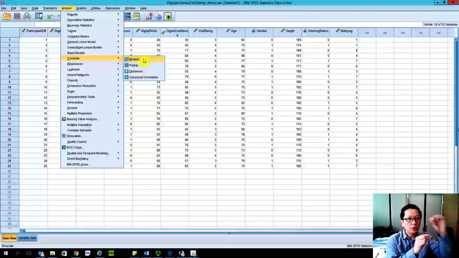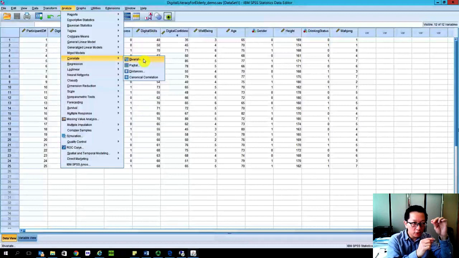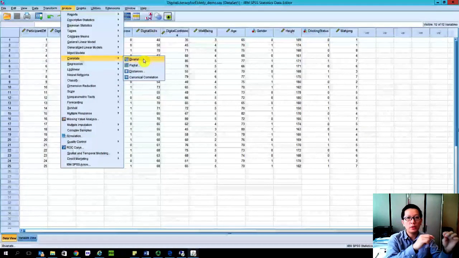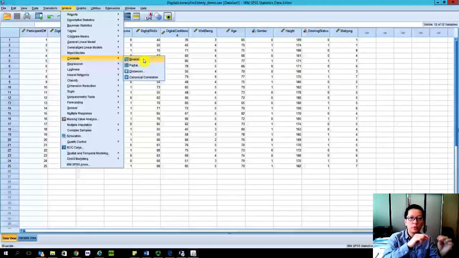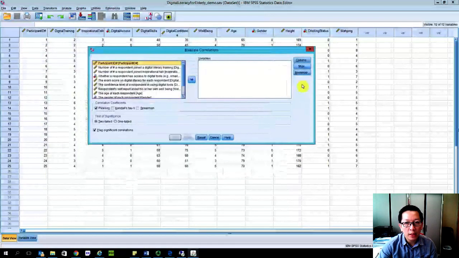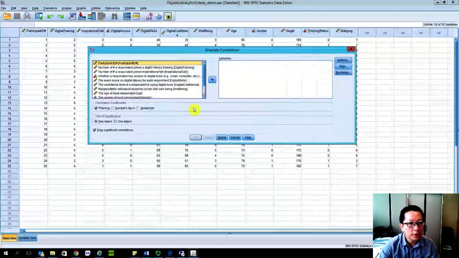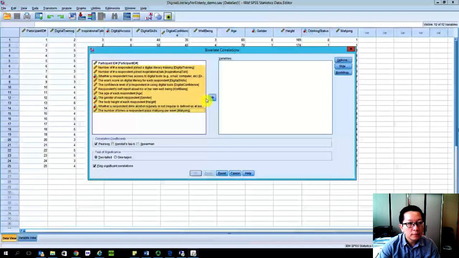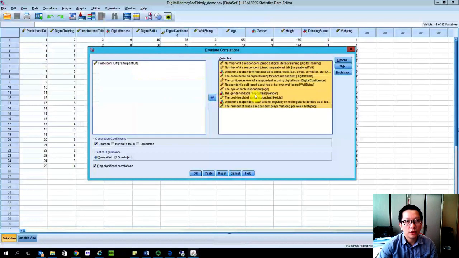So digital training with digital literacy, digital training with digital skills, digital training with digital confidence, digital training with well-being, and digital skills with age, digital skills with gender. All of them one by one. You can see we have a lot of outputs later for the correlation. So I like to open it a little bit bigger to understand what they are. I click all of them into the bivariate correlation.